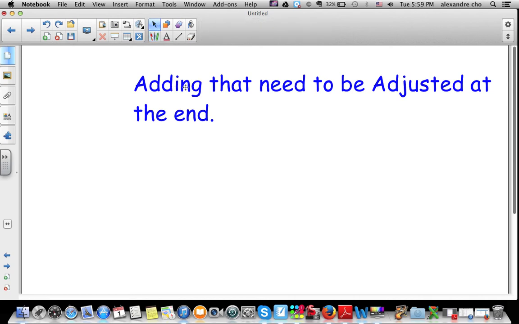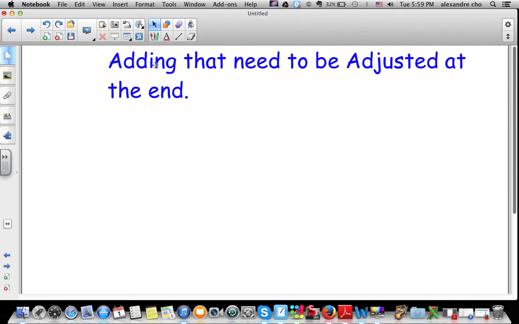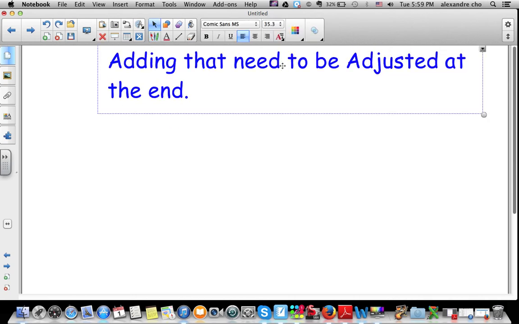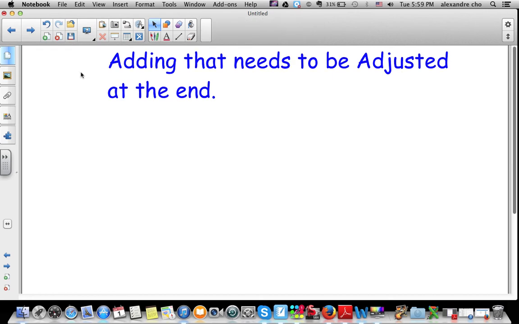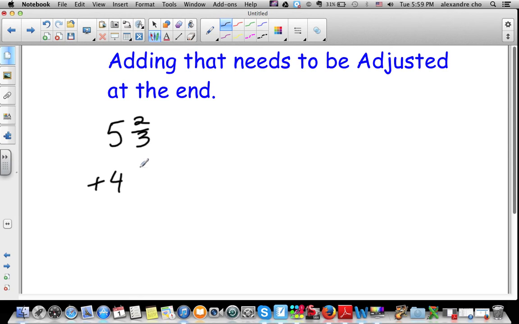What's the next one? I didn't know what to call it, so I wrote that it should be written as needs to be adjusted at the end. I'm going to come up with a better statement. So let's see what that means. Let's take a fraction, 5 and 2/3. We're going to add that to 4 and... I should have picked a better number.